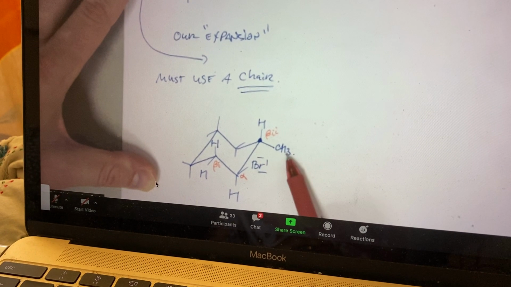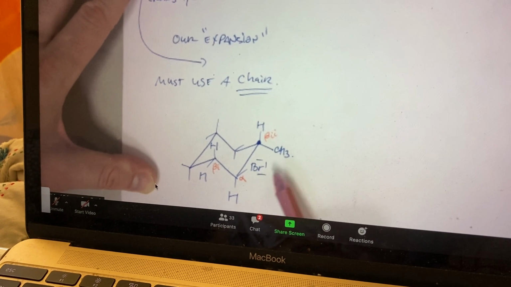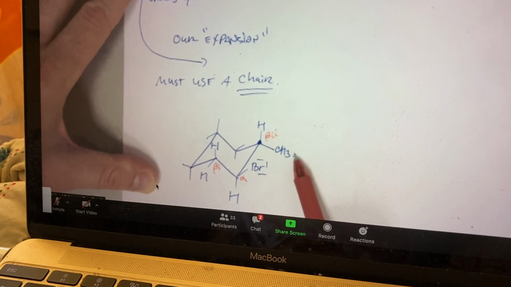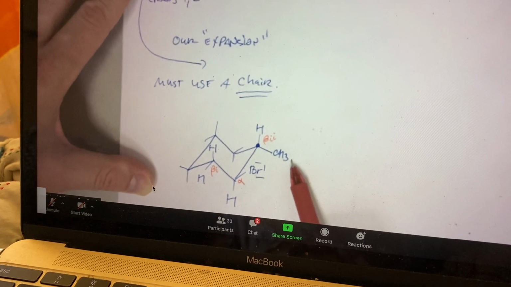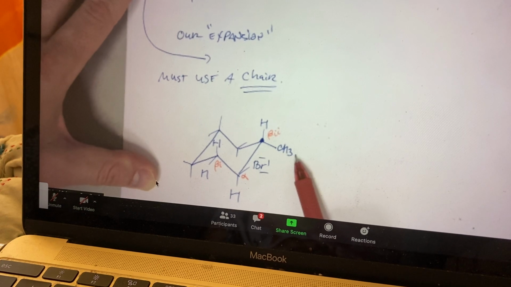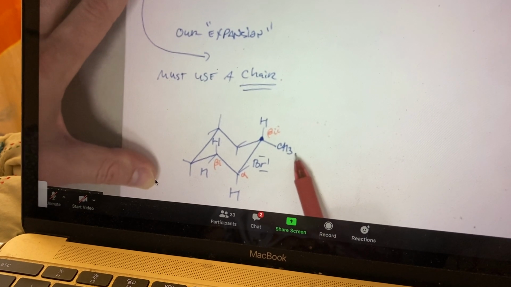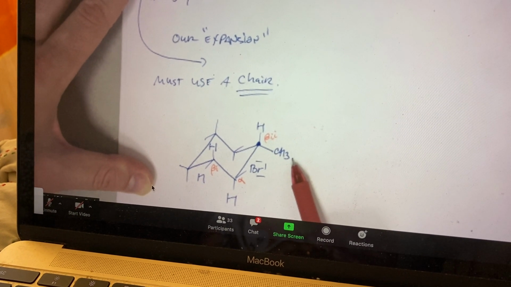These 2 groups are both still trans to one another. This is up and this is down. And they're both equatorial, or di-equatorial. So you would predict that this would be the more stable product. The other one will have these groups axial, and we know equatorial is more stable than axial.